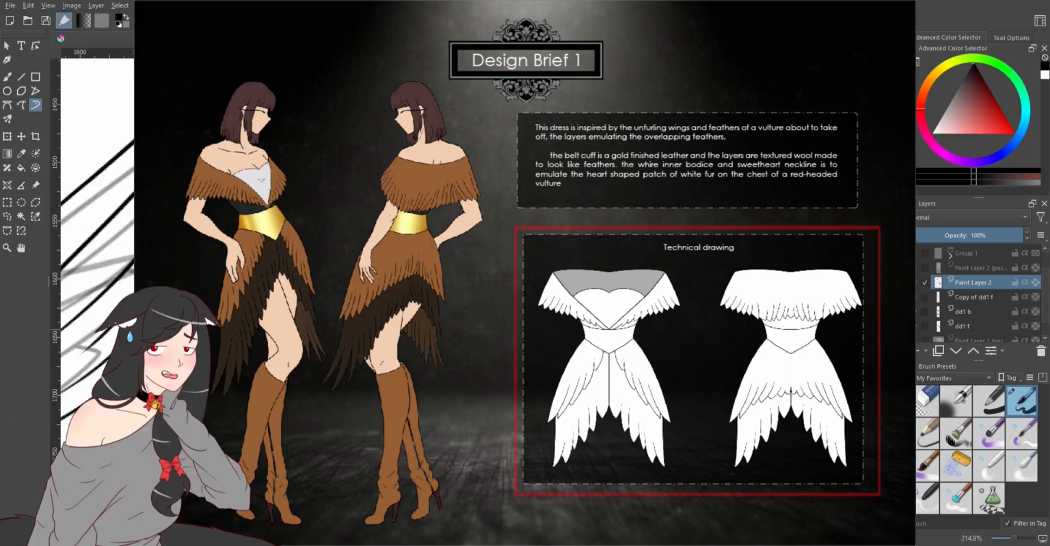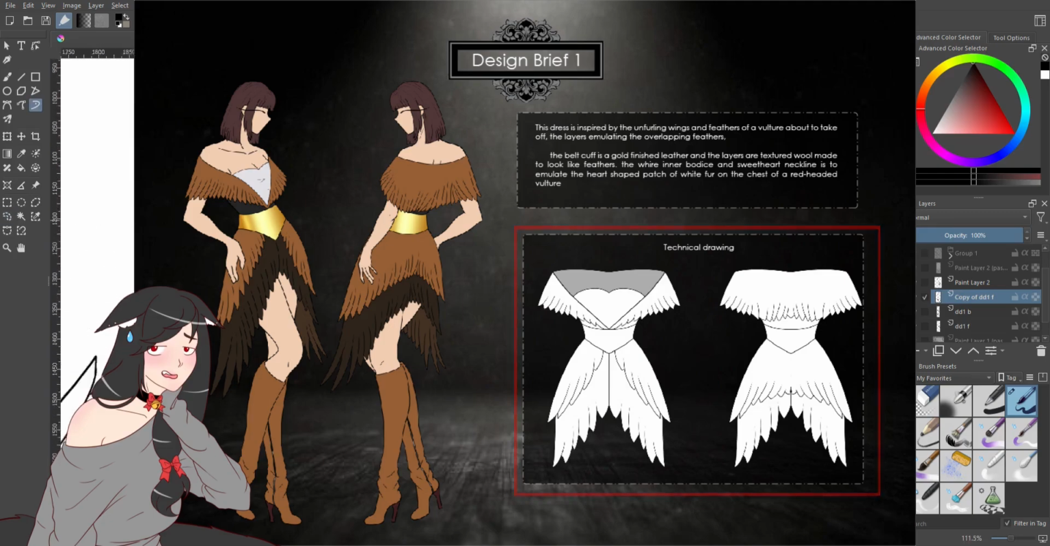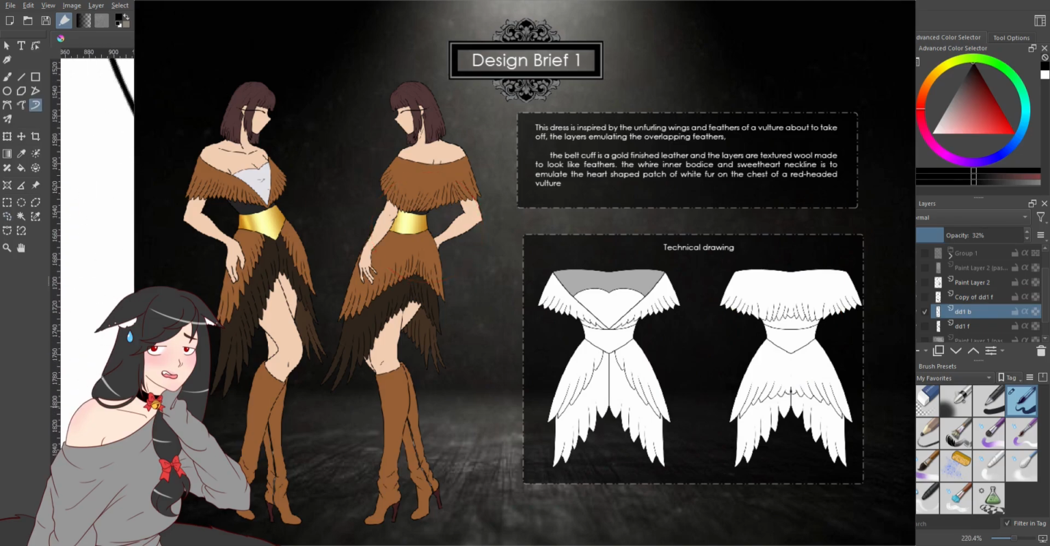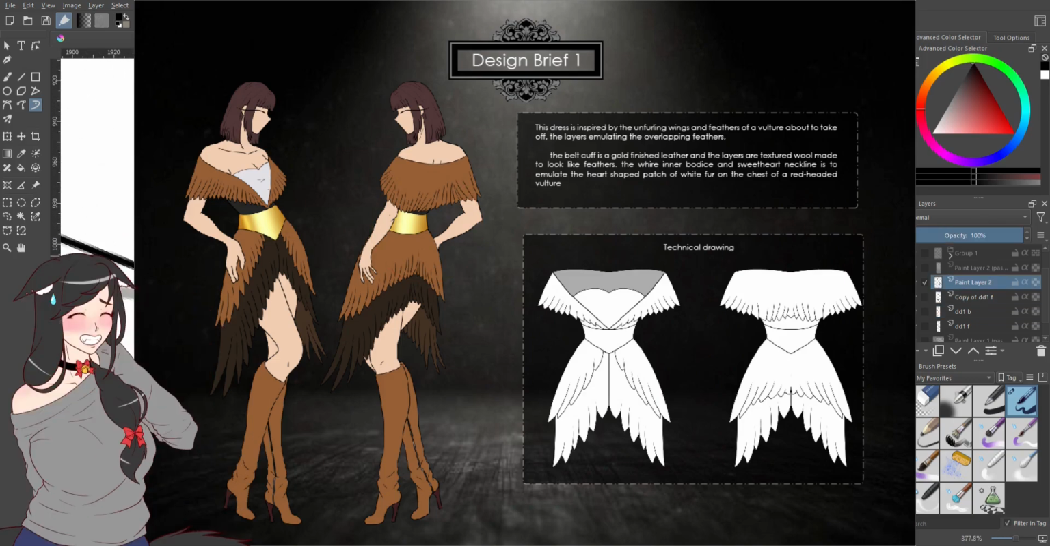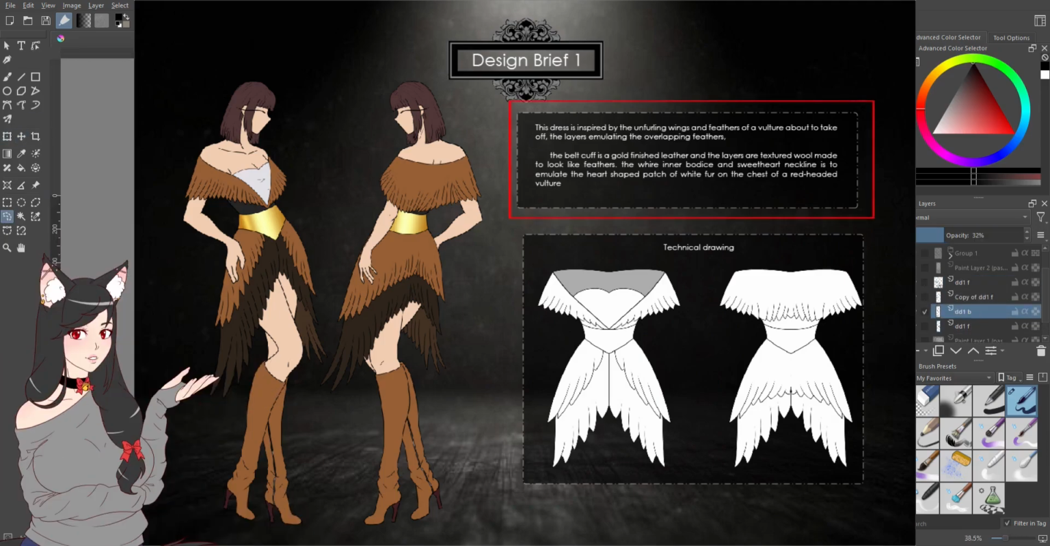I admit I did half-ass these technical drawings because I was on my third day of no sleep. Yay for procrastination. And as you can see, like this little corner on the back of the belt, if you see on the model, that doesn't exist. Where did it come from? I don't know. I should have gotten rid of it, but I was on a time crunch and I did not have the time to fix it, nor the mental capacity. Oh well, at least it looks nice. Moving on to the design brief.